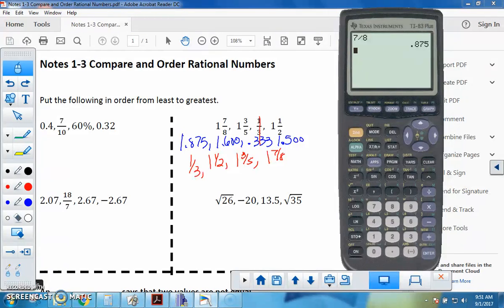so when we're talking about square roots, okay? So this says the square root of 26, -20, 13.5, and the square root of 35. Remember, on your calculator, that square root is right here where the x squared is. Now, it's in yellow on mine, but for your calculator, it's blue. So to gain access to that, you're going to have to hit the second key, then hit the squared, and then type in the number, and then you can hit enter, and it will change that.